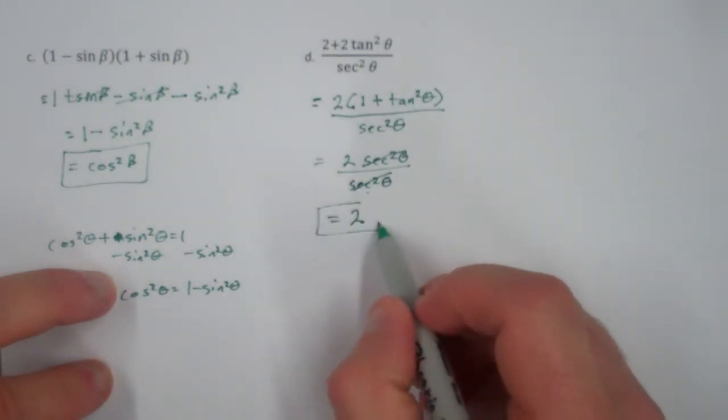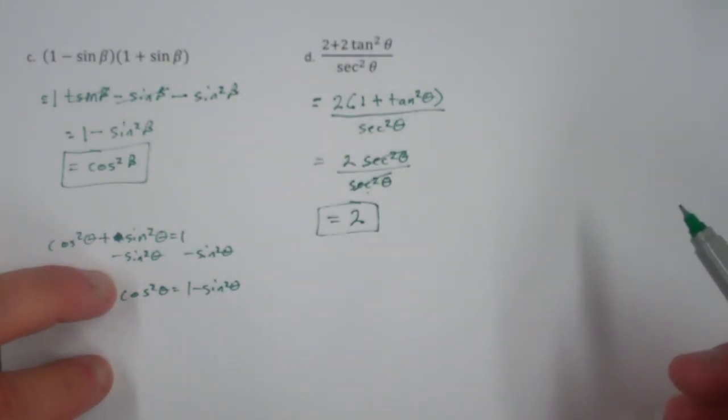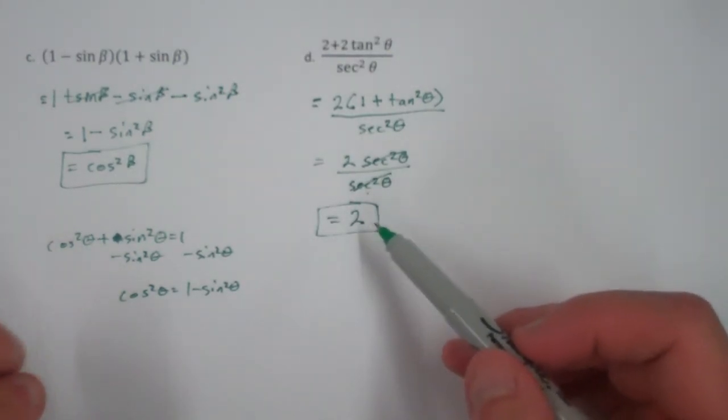This probably would work if you just changed everything into sine and cosine. You might have a little bit of a mess on your hands. You could also do it that way, and hopefully you get to the same result of 2.